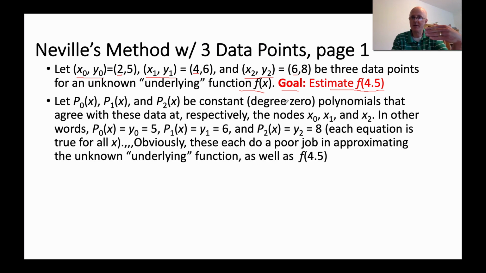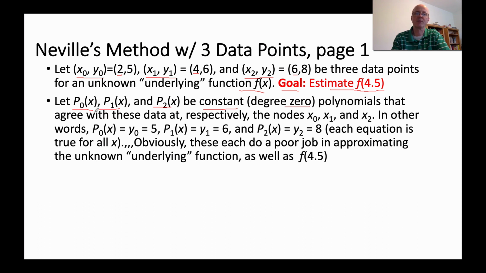All right, so let's build up the method with simple pieces, and we're going to build to more complex but more accurate pieces. And pay attention to this notation. We're going to let p sub 0 of x, p sub 1 of x, and p sub 2 of x be the constant degree 0 polynomials. They're constant functions that agree with these data at respectively the nodes x0, x1, and x2.